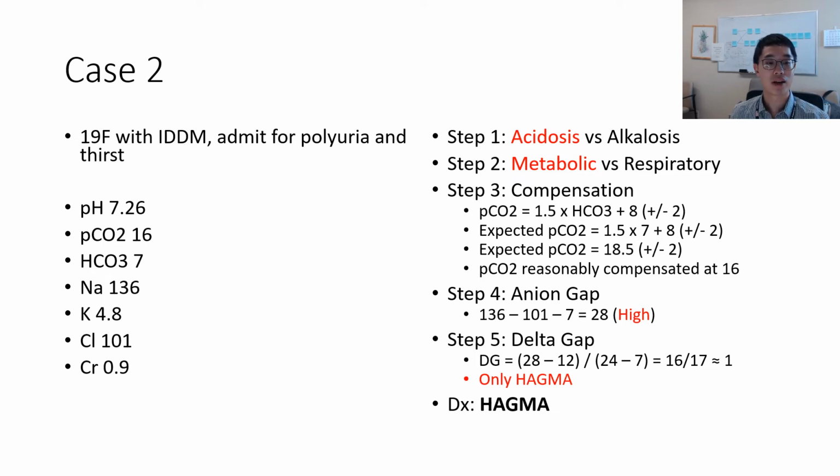So here we've identified that we only have a high anion gap metabolic acidosis, which is consistent with steps 1 to 4. And our diagnosis is a high anion gap metabolic acidosis. Okay. And if you look back at the stem, we can see that this diabetic patient with polyuria and thirst and an acidosis is likely coming in with diabetic ketoacidosis.